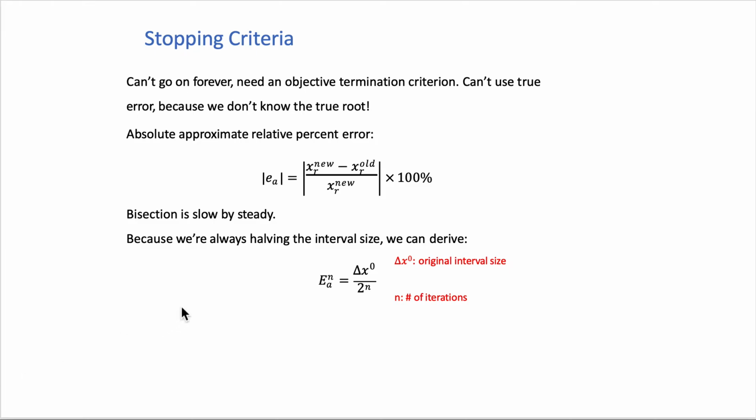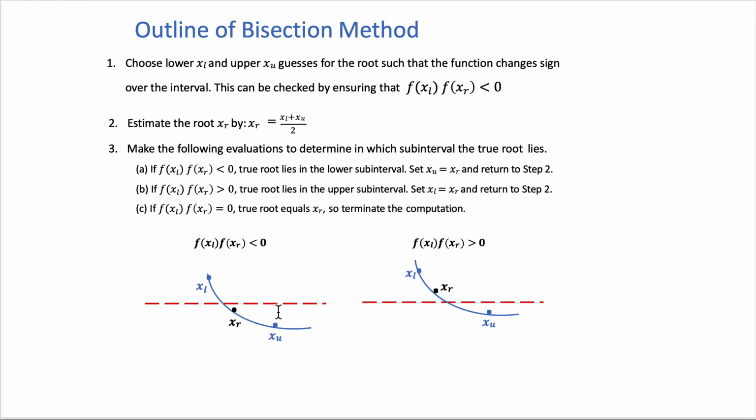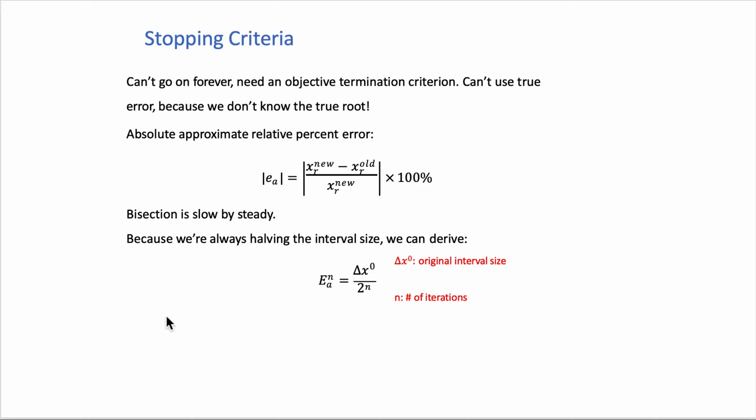One way is we check the size of the interval. We know the root must be between the leftmost part and the rightmost part, right? So the size of the interval keeps being divided by 2 at each iteration. So the size of the interval must decrease by a factor of 1 over 2 to the n from the initial size.